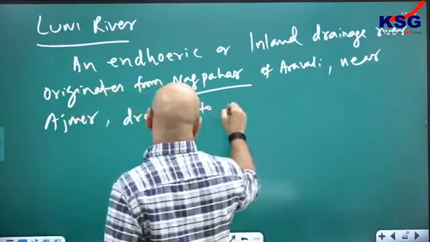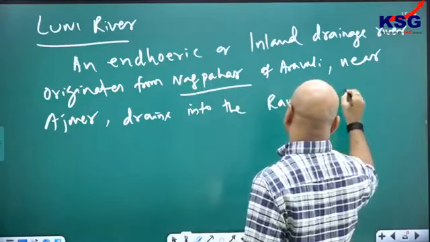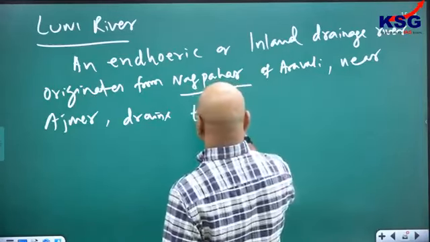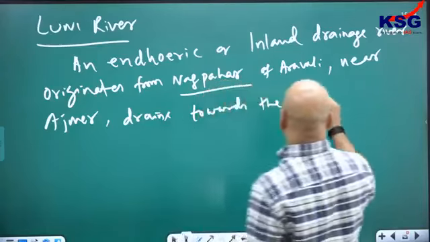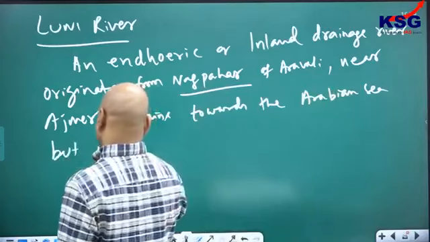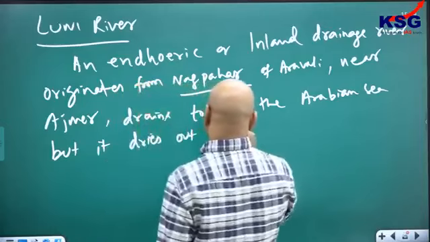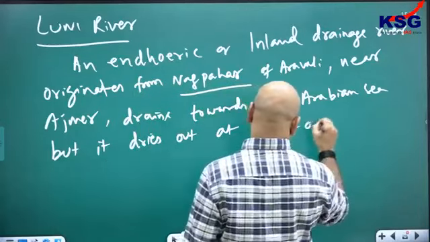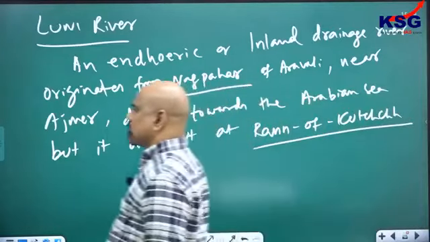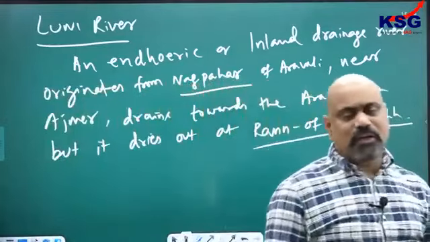It drains towards the Rann of Kutch and the Arabian Sea, but it dries out at the Rann of Kutch. Okay, it dries out in the Rann of Kutch. Due to high porosity and permeability, it dries out.